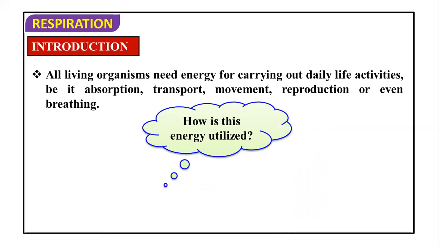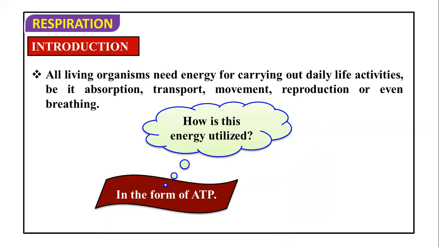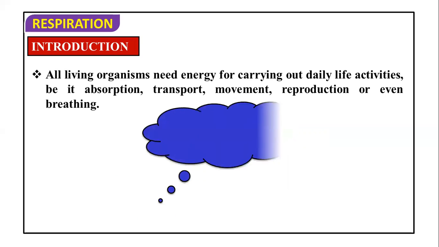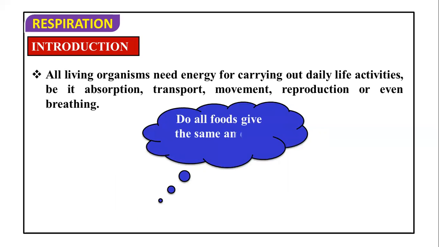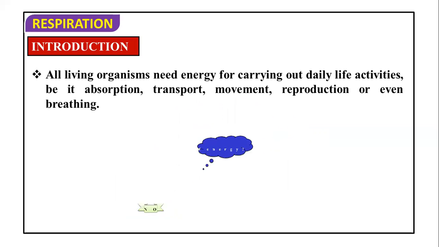Now, how is this energy utilized? The energy which is released by the breakdown of glucose or the food is going to be stored in the form of ATP, and that ATP further gives energy to the system. Do all foods give the same amount of energy? Then we can say no, the amount of energy differs according to the food that is going to be used.